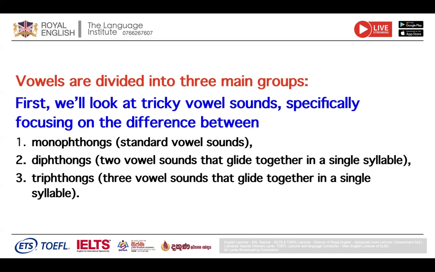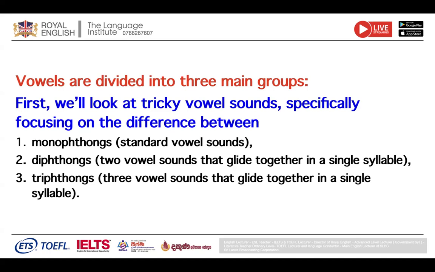Mono, you guys know about mono. Mono means single. If you take a look at headsets, we have stereo and mono. Mono means single, and thongs means sound. So mono plus thongs makes monophthongs. So standard vowel sounds, as we talk about A, E, I, O, U sounds. U is not a pure vowel sound, because to pronounce U we have to use our mouth, lips and tongue to pronounce that sound. The letter U has two sounds.